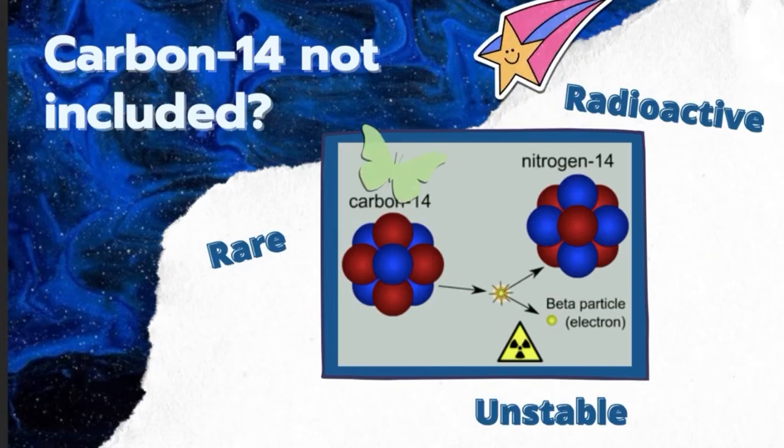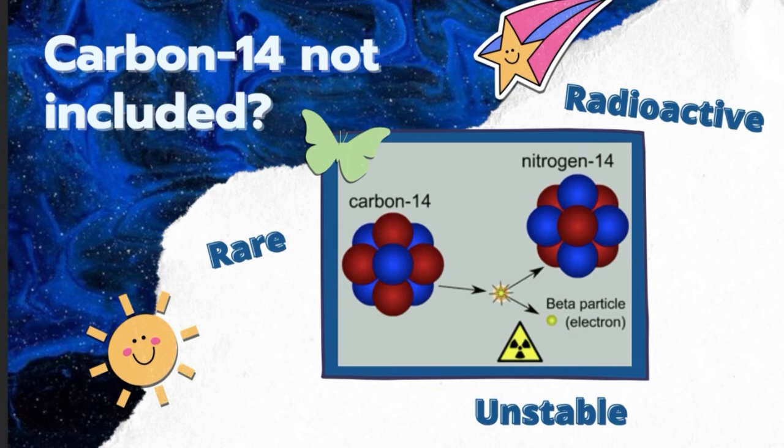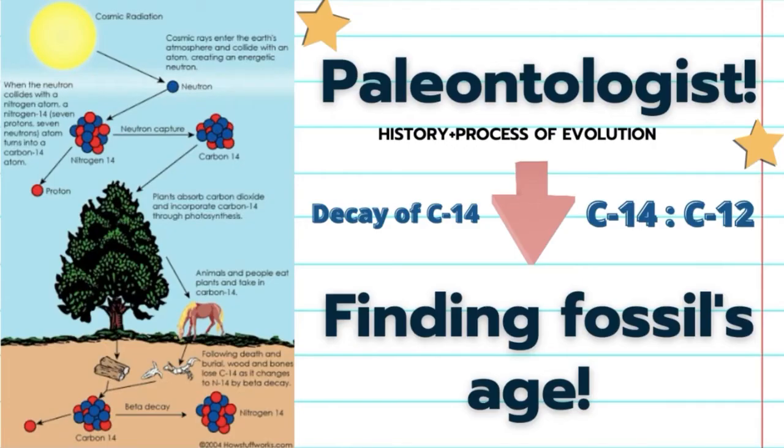Carbon 14 is really rare, so we don't include it in our calculation. The other reason is that it is radioactive and unstable, meaning that it can undergo a fission reaction and split itself apart. So paleontologists, the people who study the history and process of evolution, will also be using carbon 14 properties. The decay of carbon 14 over time can be calculated with the ratio of carbon 14 to carbon 12, and then you will find the fossil's age.